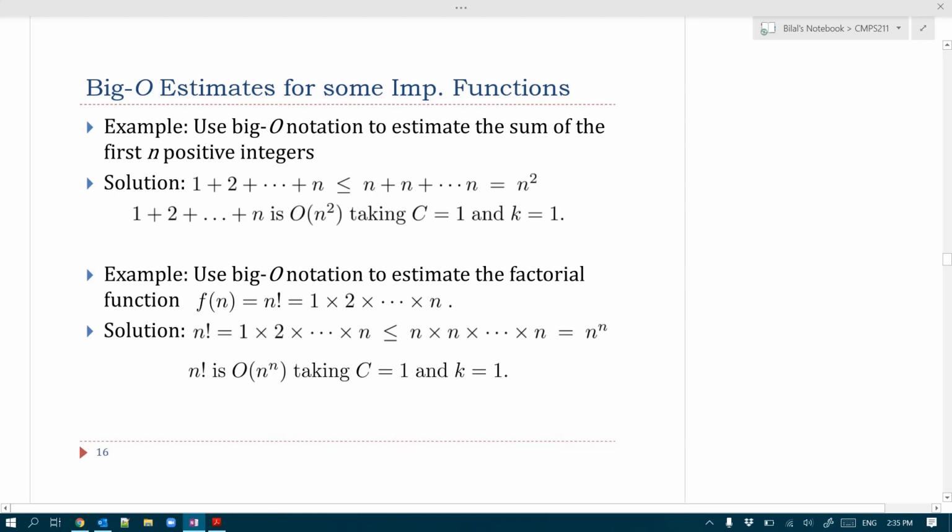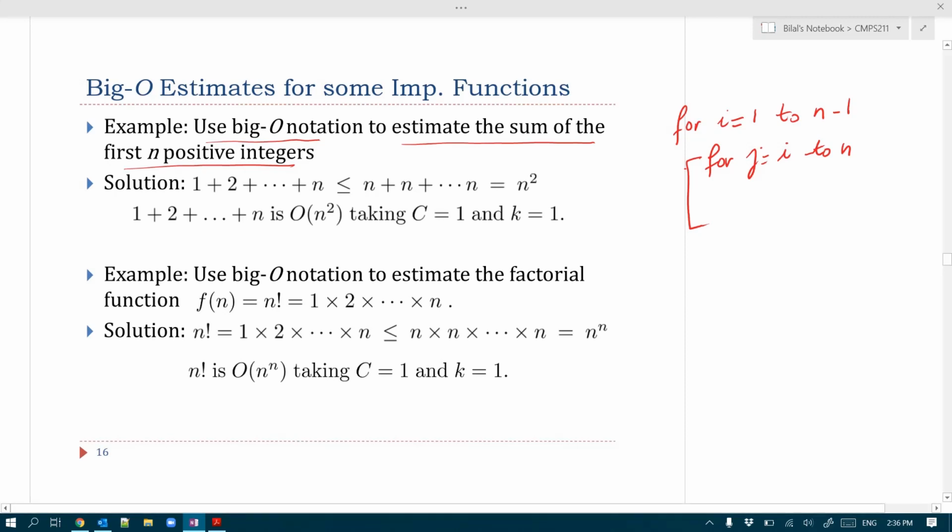So we can use the big O notation to estimate the sum of the first n positive integers. Why is this important? Because sometimes in your nested loops, typically in sorting algorithms, when you take i from, let's say, 1 to n minus 1 or almost n, and then j from i to n, because you don't want to reconsider the values that exist at the beginning of the array. You just want to compare every value with everything that follows it.